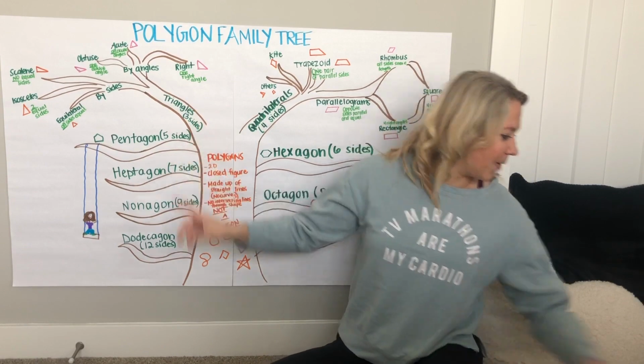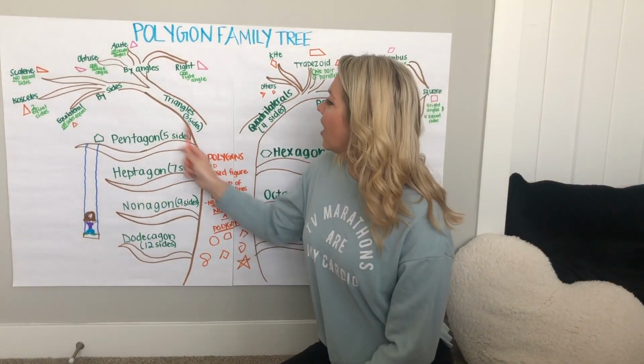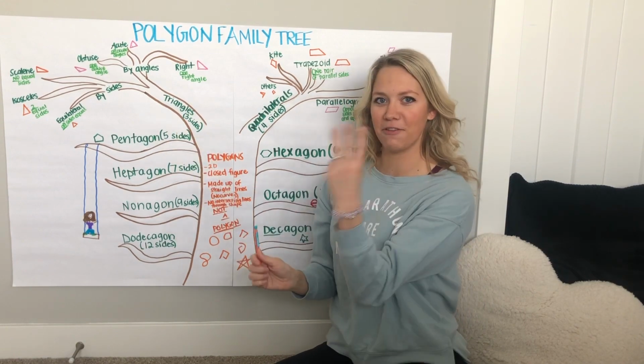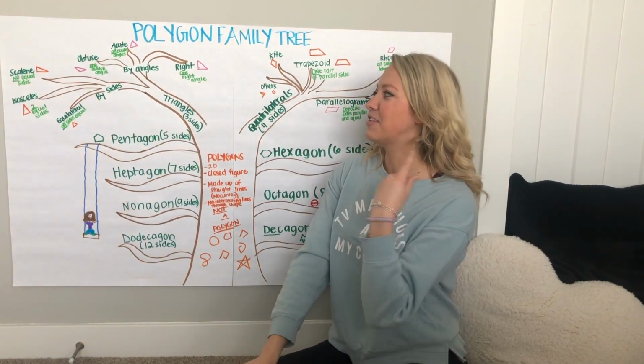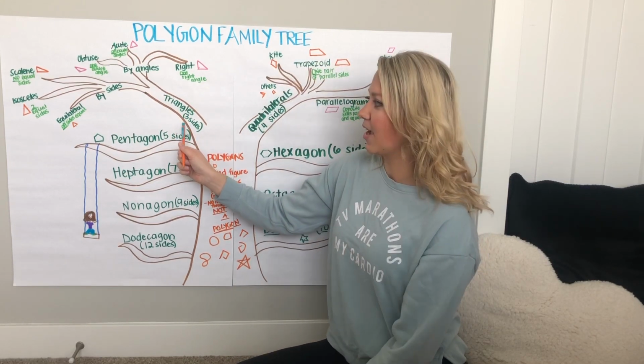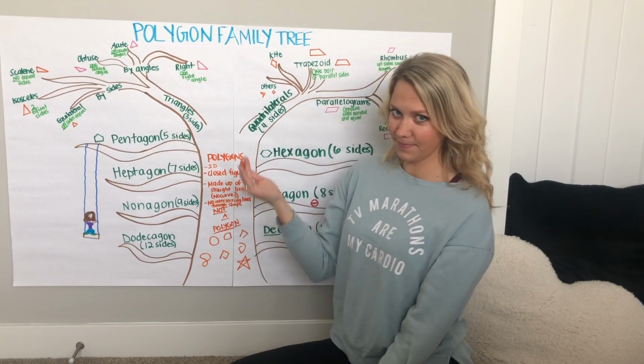I'll first start out by going over a triangle. So a triangle is just a polygon with 3 sides. Tri meaning 3. You can think of the word tricycle. It has 3 wheels on it. So a triangle, it's a polygon with 3 sides and 3 angles.